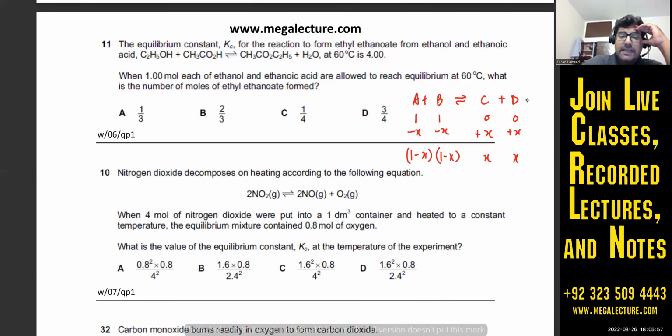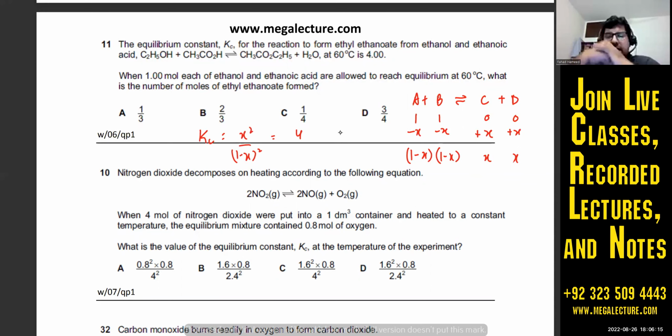Now, the Kc expression in this case will be products over reactants. So it's going to be X squared over 1 minus X squared, because that also comes twice. 1 minus X, X into X. And the value they've told us is 4.